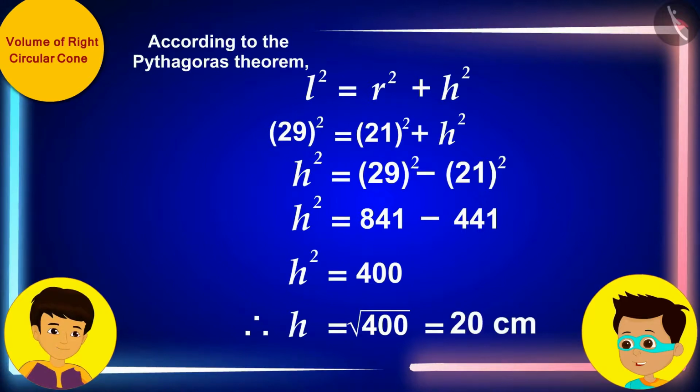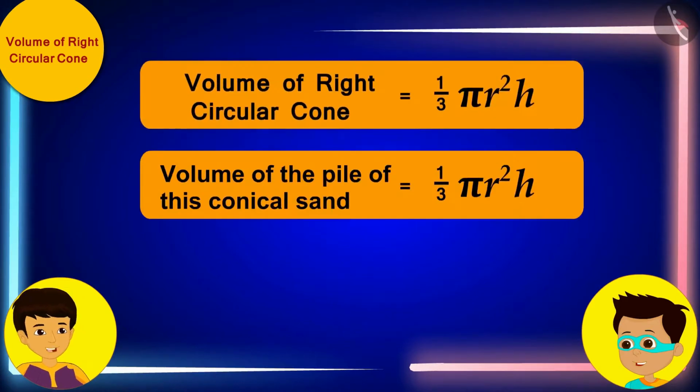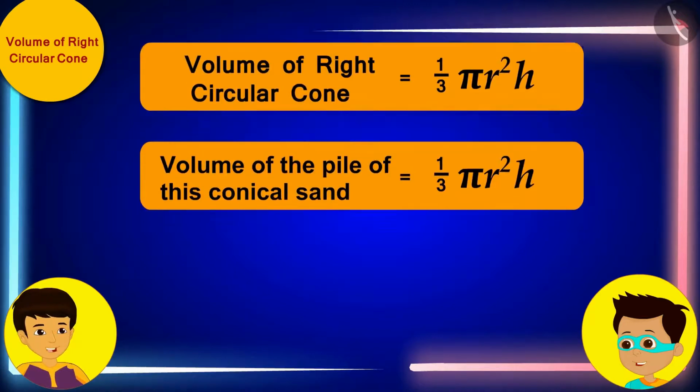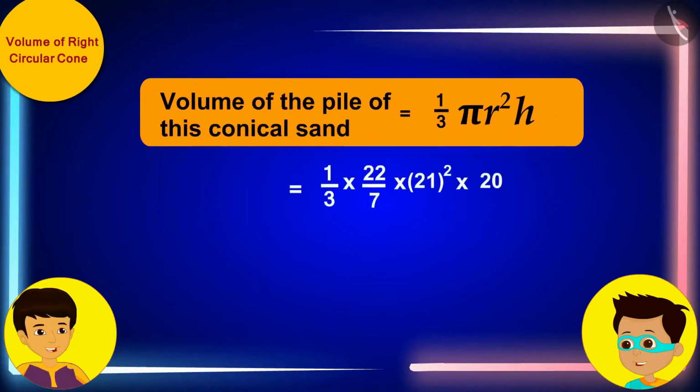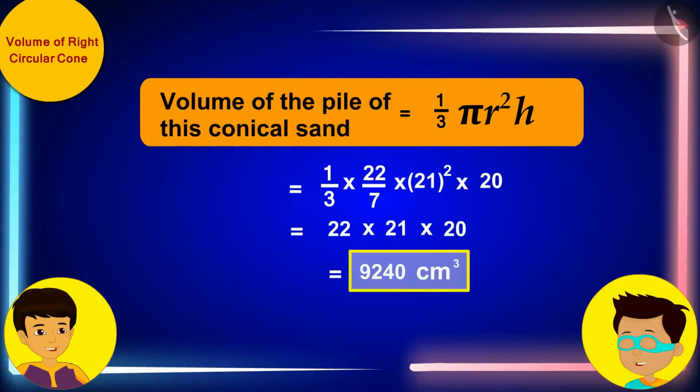Oh wow! Now let me quickly replace R and H in this formula respectively. The radius of the conical pile of sand is 21 centimeters and the height is 20 centimeters. Thomas, we got our answer. A sack of sand has 9,240 cubic centimeters of sand.